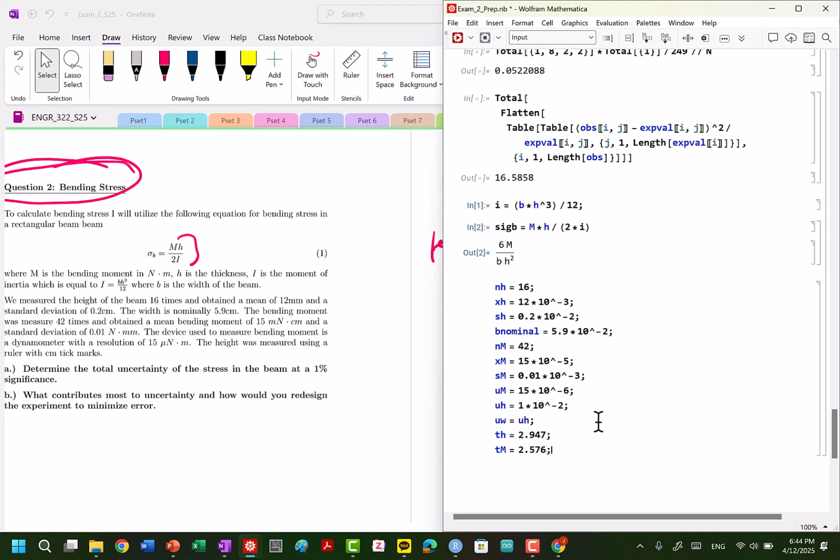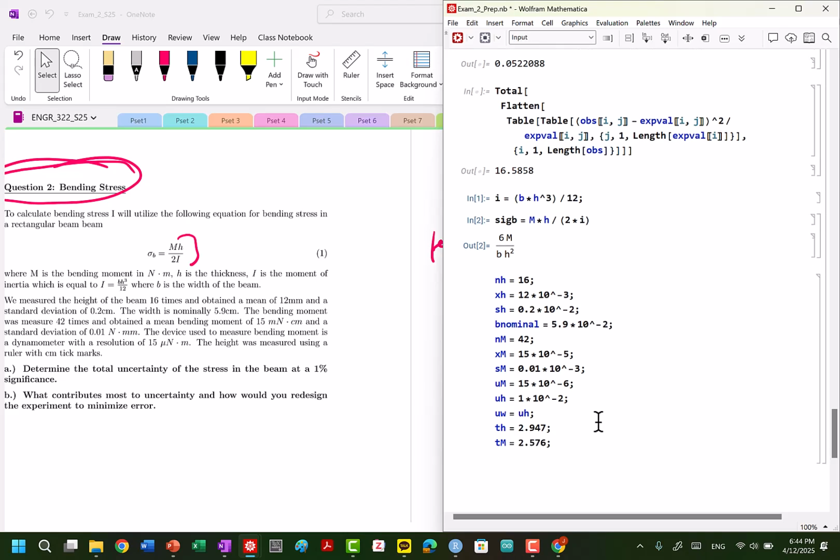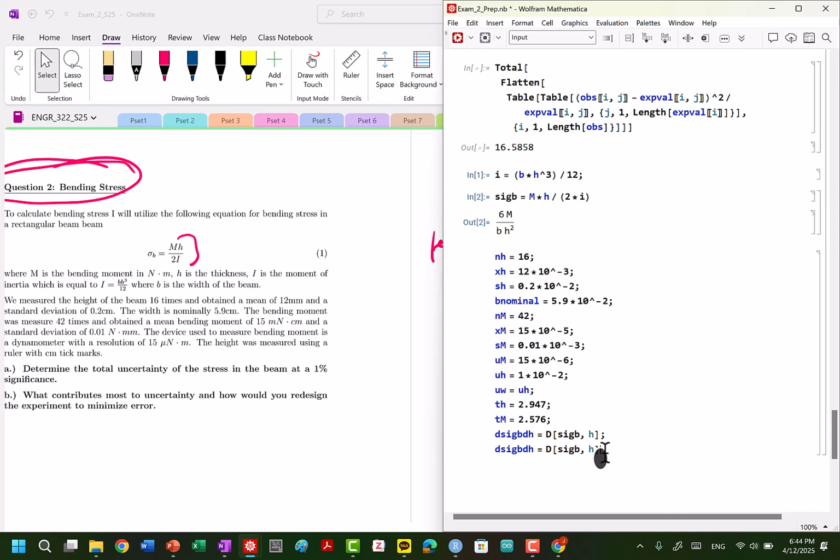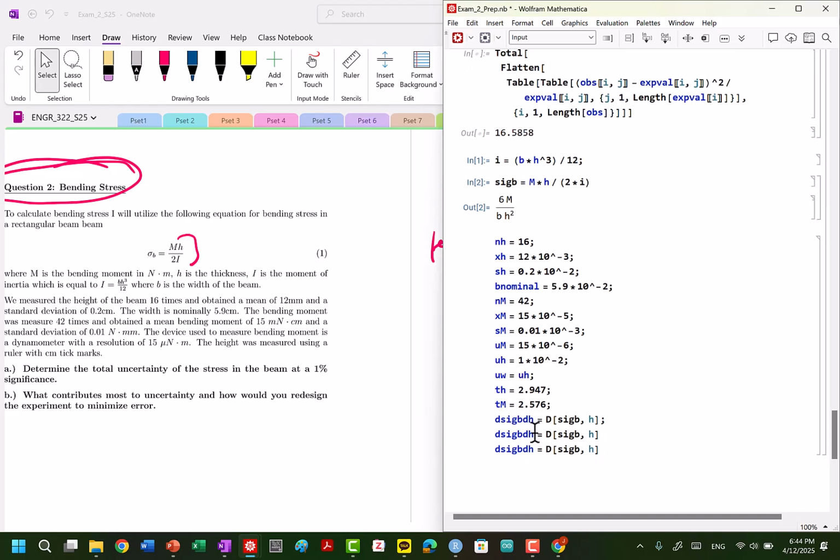Good. I also need the derivative of sigma b with regard to h, d sigma b dh, and I'm going to do the same thing for height, width, and then M. Good, all right. So let's get at it.